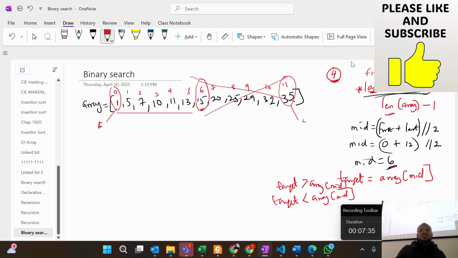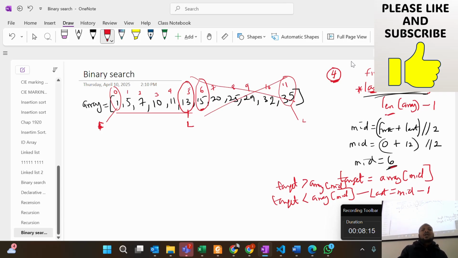The last will change. Last is no longer the length of array. Last will now be equal to the value before the mid. So this should be the last index. That means last is now equal to mid minus 1. Yes or yes? Good. This is the first. This is the last. So if the target is less than array mid, last is equal to mid minus 1. Is that understood?